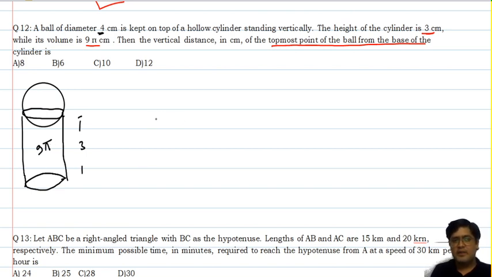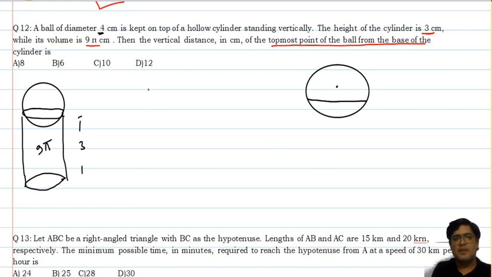Now if you look at this closely, if I perform a cross section cut here, I'll see a circle. That is my ball. And this cylinder's diameter will appear as a chord. Let me draw this in a slightly better manner. Let us say this circle is the cross section of the sphere or the ball, and this straight line is the diameter of the cylinder. This is basically going to become a chord of the circle.